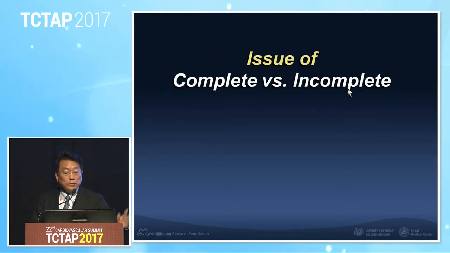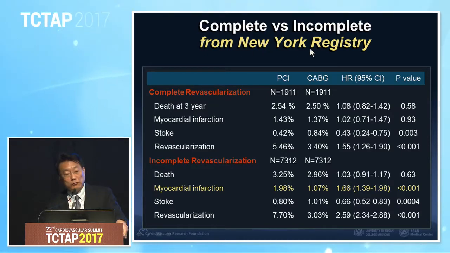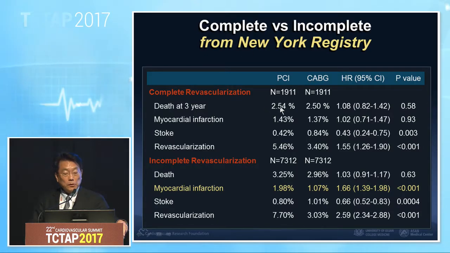So we have some question about complete versus incomplete revascularization for the PCI group, and so we have some subgroup analysis from the New York registry data. Complete revascularization, if you look at this, there is hard endpoint, absolutely no difference between the two. Even frequency of myocardial infarction is no difference at all. Stroke is still higher with the surgery, revascularization is higher with PCI.